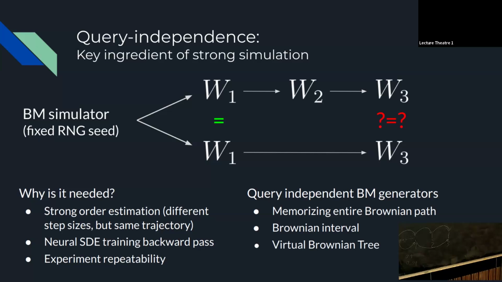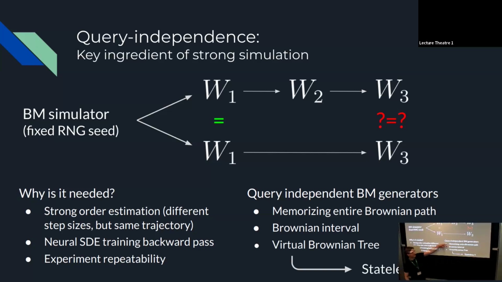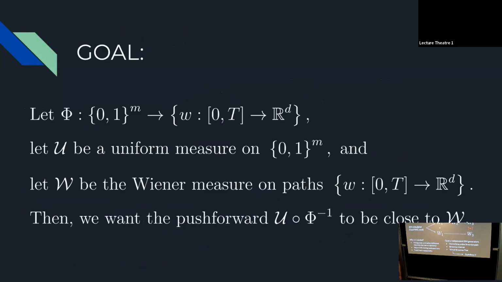Now, the thing about these two is that they're not stateless, right? They need something in the memory which might keep getting updated, whereas the virtual Brownian tree only needs a seed, and otherwise there is no state, nothing to be kept in memory, which is why we chose it as the method to generate Brownian motion in Diffrax, which then enables adaptive time stepping.